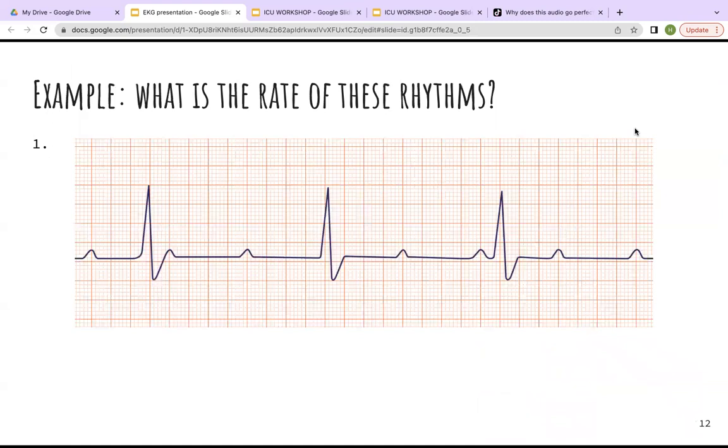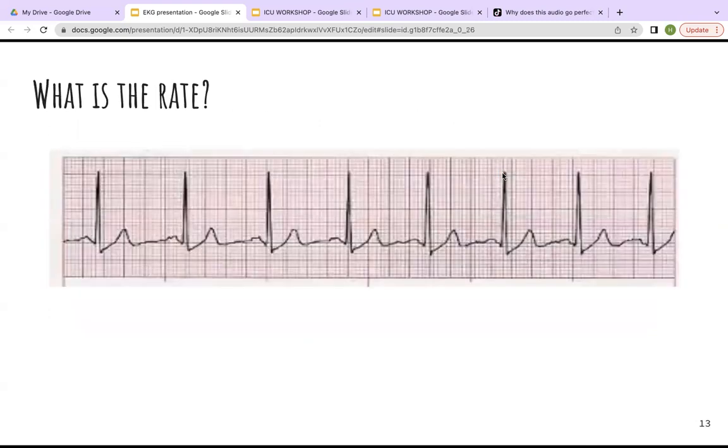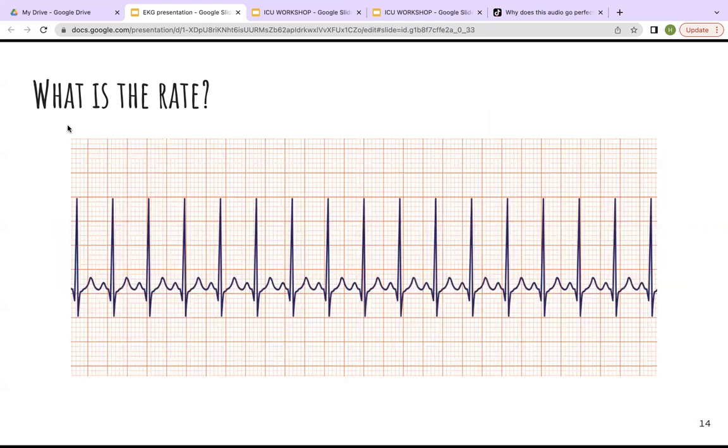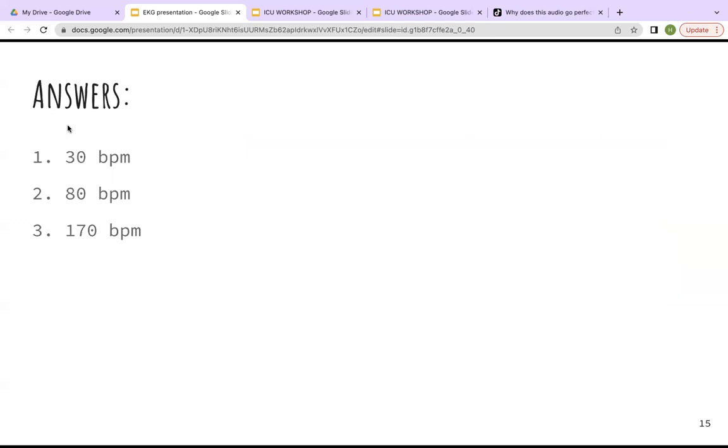For example, what's the rate of this rhythm? We have 3 QRS complexes, so that rate is 30 beats per minute. For this one, we have 1, 2, 3, 4, 5, 6, 7, 8 QRS complexes, so that's going to be 80 beats per minute, which is within normal range. And here, this is going to be 17 complexes, therefore 170 beats per minute, which is very, very fast. And there are your answers.